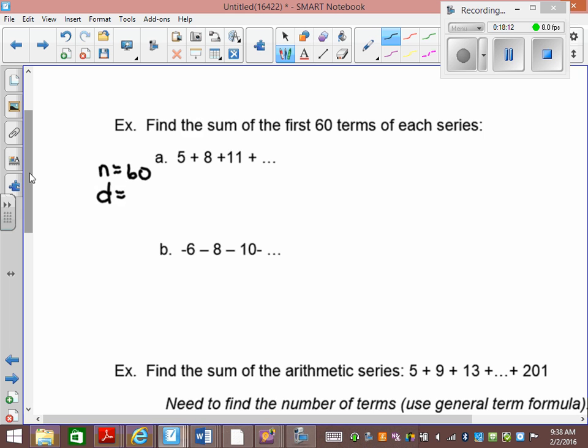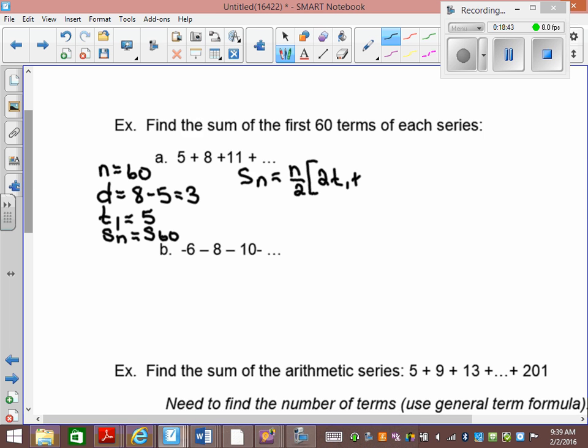So the common difference is 8 minus 5, or 3. I still know T1. It's 5. And they want me to find Sn, which is S60. If I know everything else, I can use the formula, because I can only be missing one thing in order to solve, unless it's general term, right? So the formula is Sn equals n divided by 2, 2t1 plus n minus 1 d.